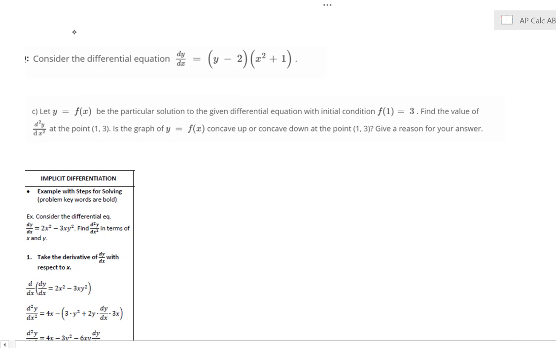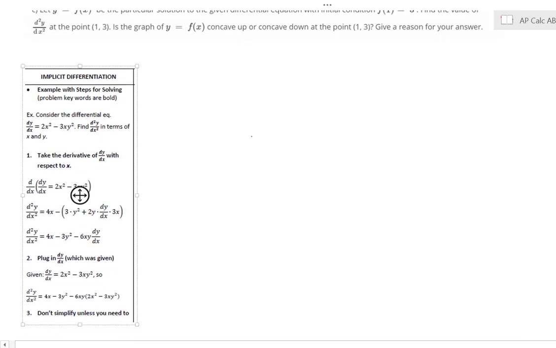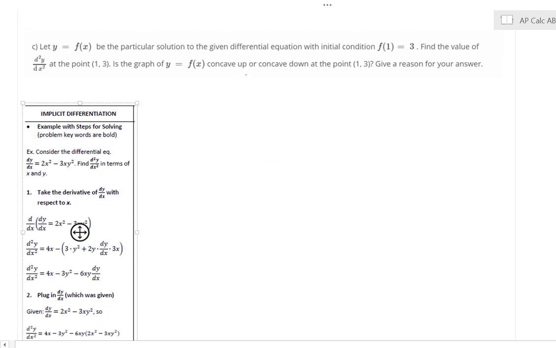So remember that d2y over dx squared, I'm just going to write some notes right here, is greater than 0, concave up. If it's less than 0, concave down. So just kind of wrapping our heads around what it's asking to do. Now I snipped and pasted this part on your formula sheet on implicit differentiation because that feels like what we're going to have to be doing here.